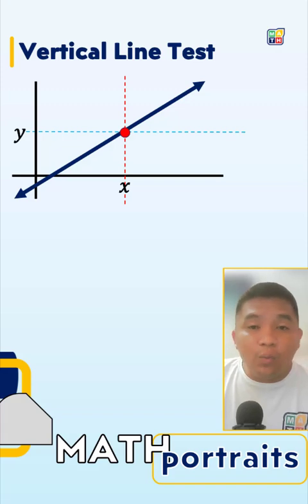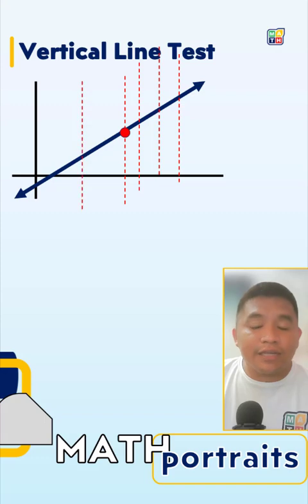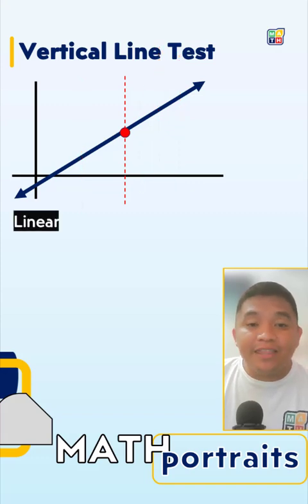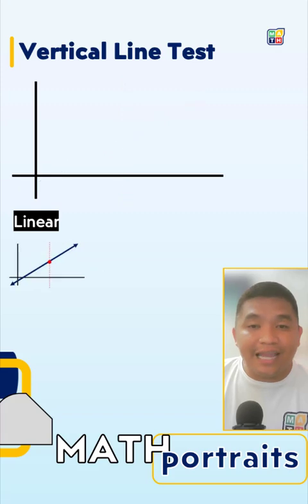Now, no matter where you're going to draw the vertical line, whether here, here, here, or here, we can see only one intersection, and hence it's a function. Specifically, the name of this function is a linear function, and its graph is a line.